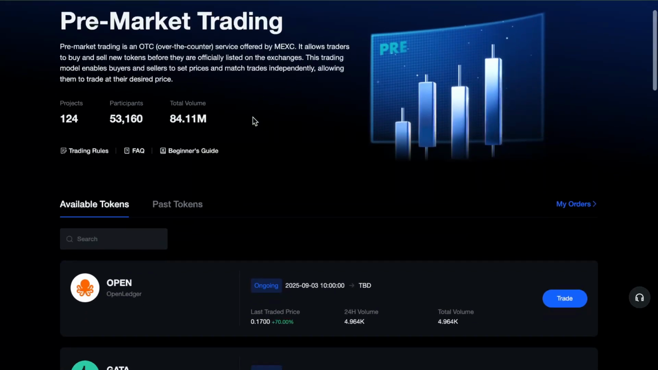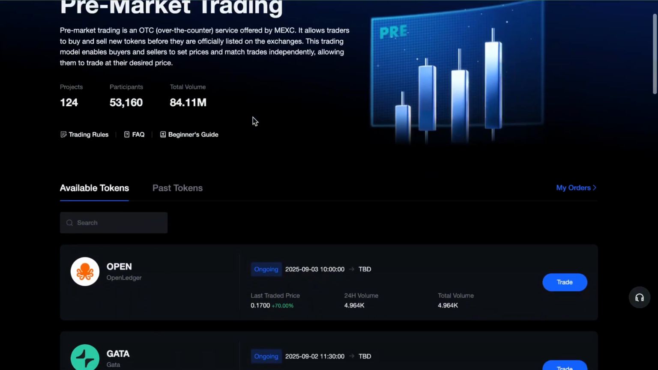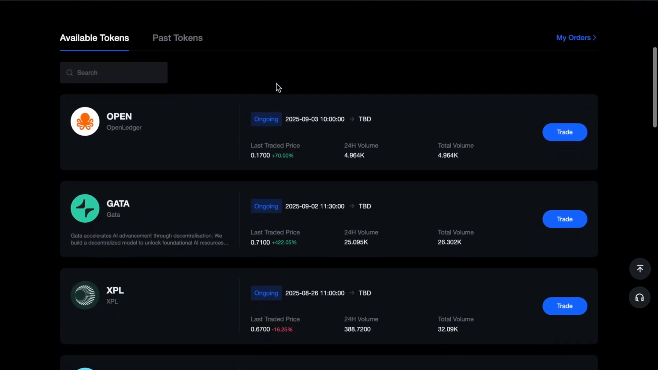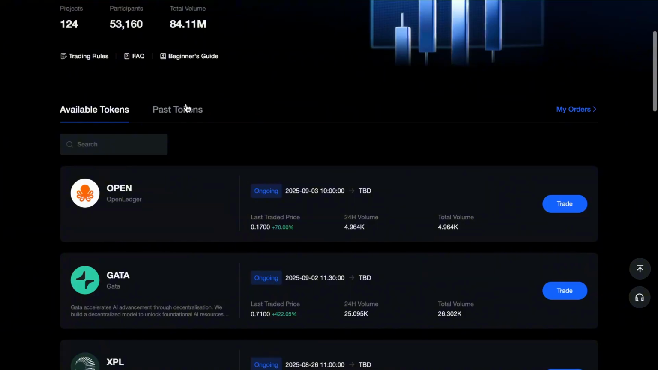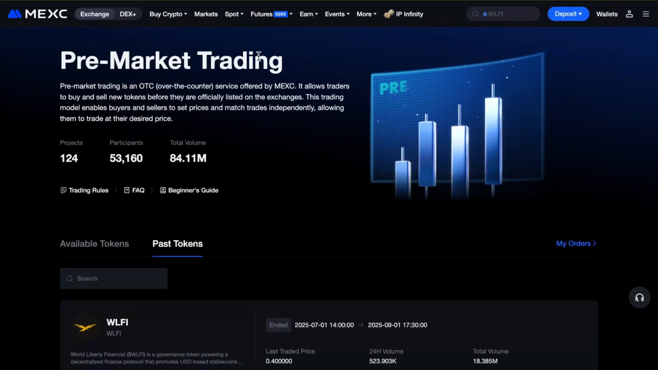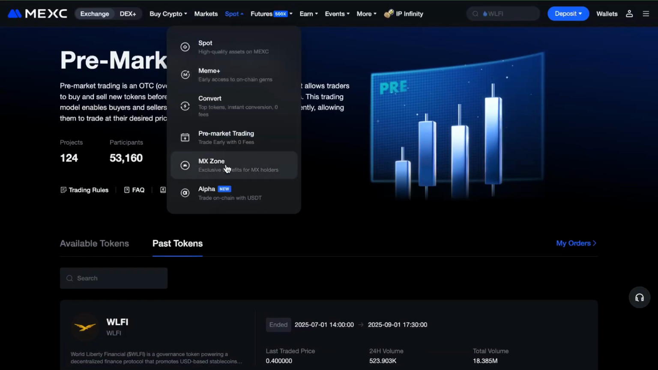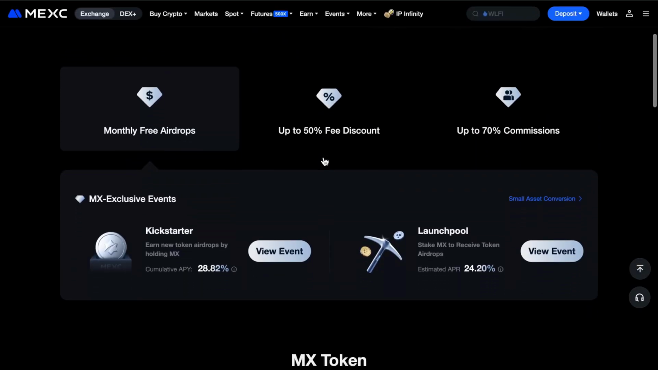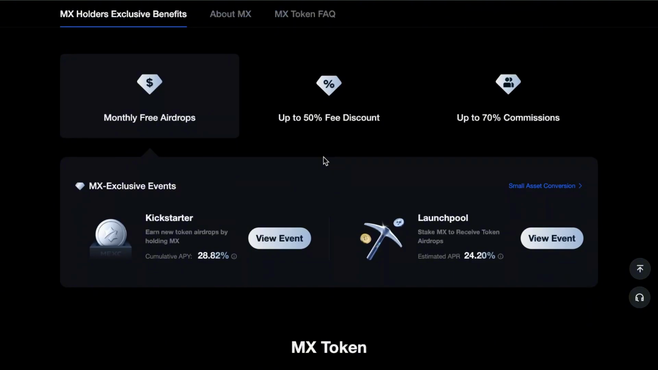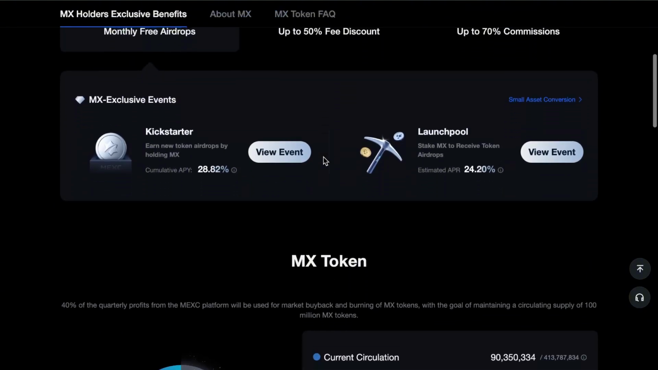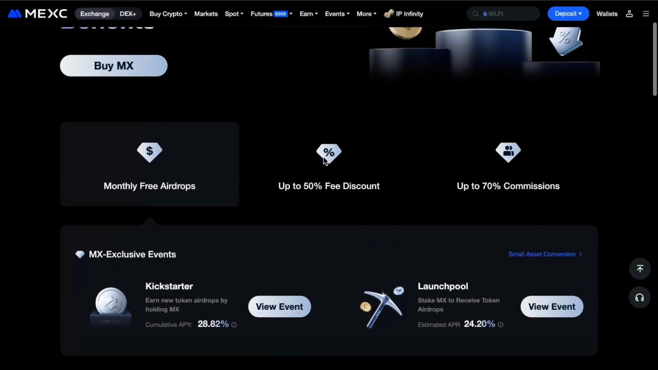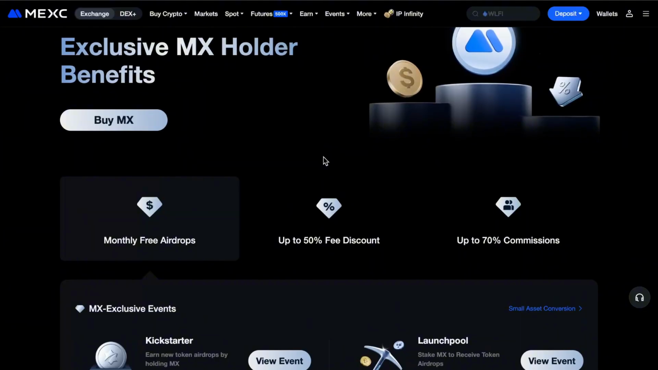There's also pre market trading. This is where you can buy or sell tokens before they officially list on the exchange. It's high risk, but can be very rewarding if you time it right. Then you've got the MX zone, which is exclusive to holders of the MX token, and MEXC Alpha, which offers premium features and early access to certain projects. So, whether you're into safe, established projects or risky, early gems, the spot market gives you options.